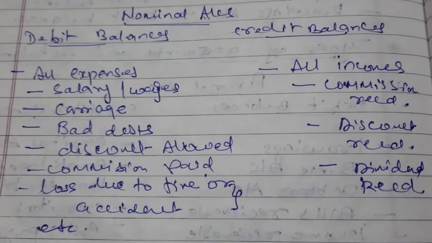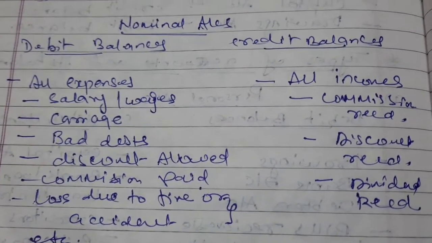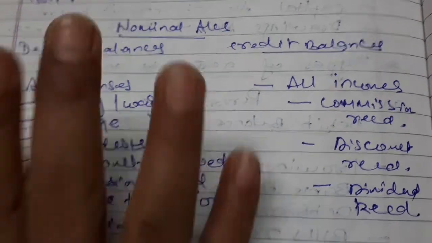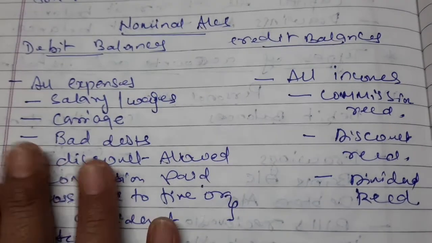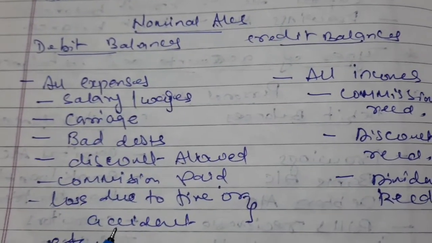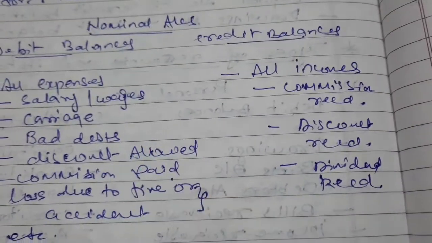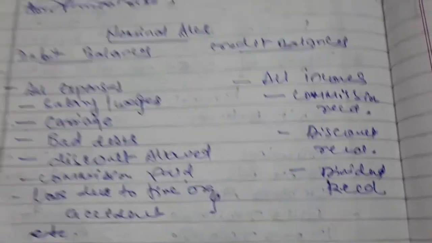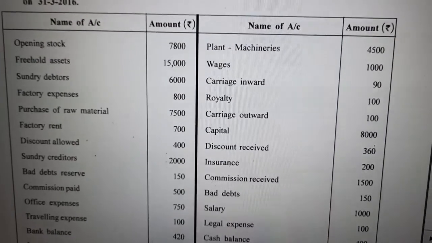So here we have learned which accounts have which kind of balance, and we also learned that these accounts have a fixed balance. That means they always have the same kind of balance, whether it is debit or credit, and generally it does not change. So now we will do a sum which will give us a better idea.